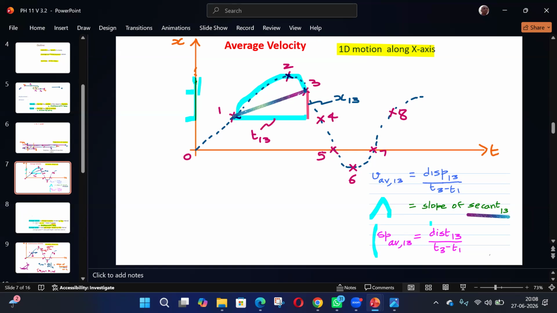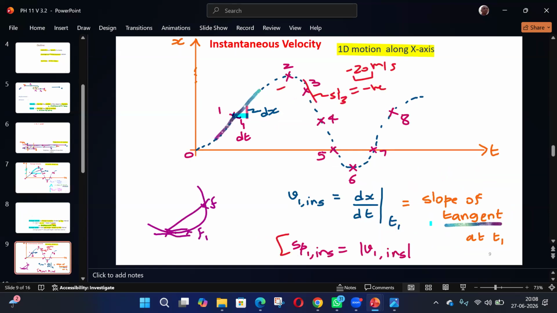But instantaneous speed has a completely different meaning. You just have to drop the sign. dx by dt, or delta x by delta t. For the speed, you just have to do dx by dt without the sign. If it is negative, you just have to drop the negative sign.